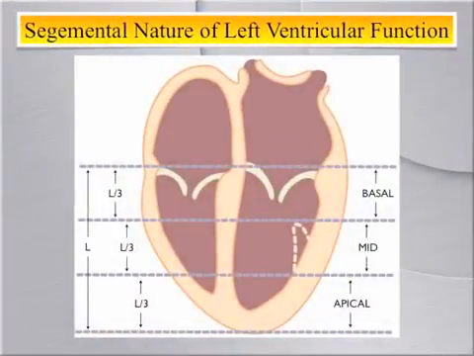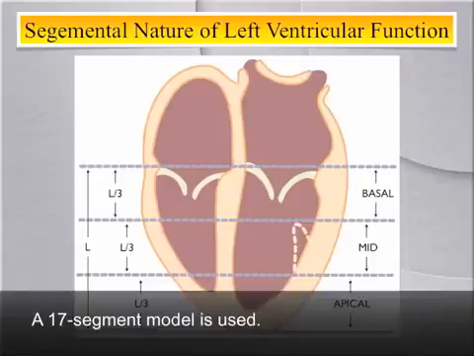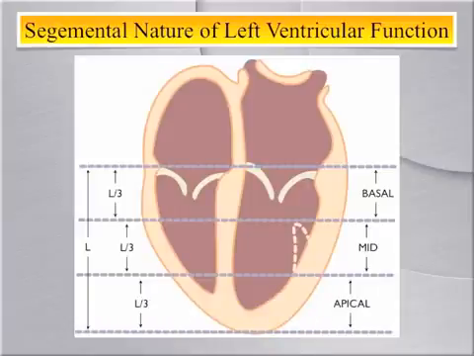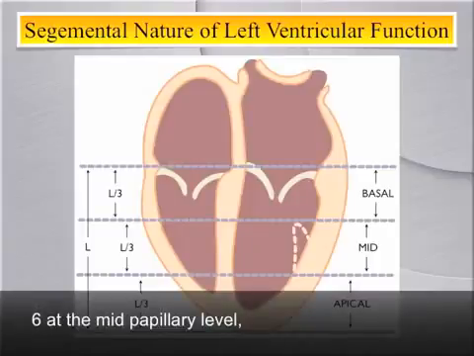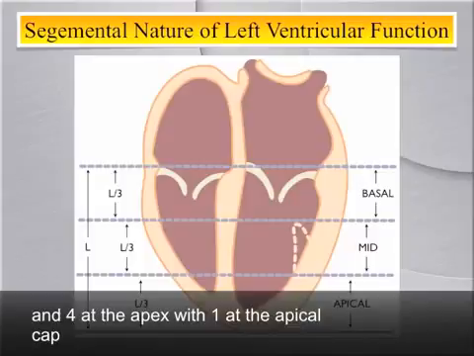It is useful to divide the heart into multiple segments for the purpose of analyzing ventricular function. Based on AHA and SCA guidelines, a 17-segment model is used. In this model, the heart is roughly divided into thirds from base to apex. Because the ventricle is not round, but rather bullet-shaped, there are differences in chamber size at differing levels. By convention, there are 6 segments at the base near the mitral valve, 6 at the mid-papillary level, and 4 at the apex, with 1 at the apical cap.